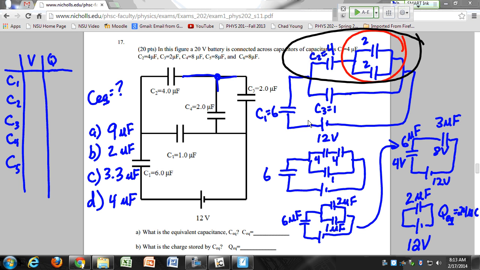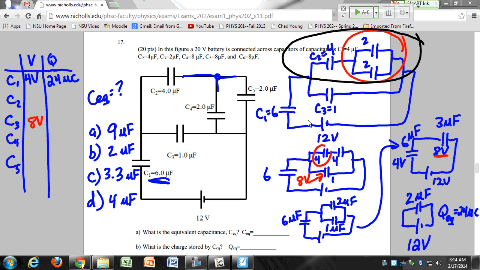All right, so we can start filling in some things. Let's see that 6 microfarad with C1. So that's going to be 4 volts, and we had 24 microcoulombs. Now we have on this capacitor, what voltage? That 1 microfarad is C3. What's our voltage on that capacitor? 8 volts. 8 volts. Because that capacitor is part of this equivalent capacitor, and capacitors in parallel have the same voltage. So that was C3. It's going to be 8 volts.